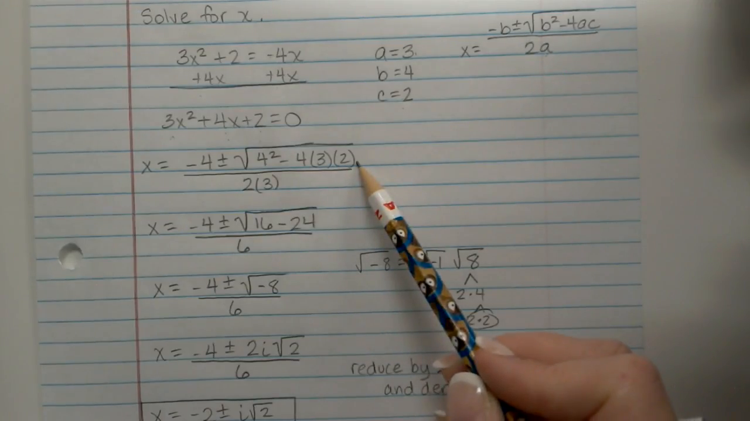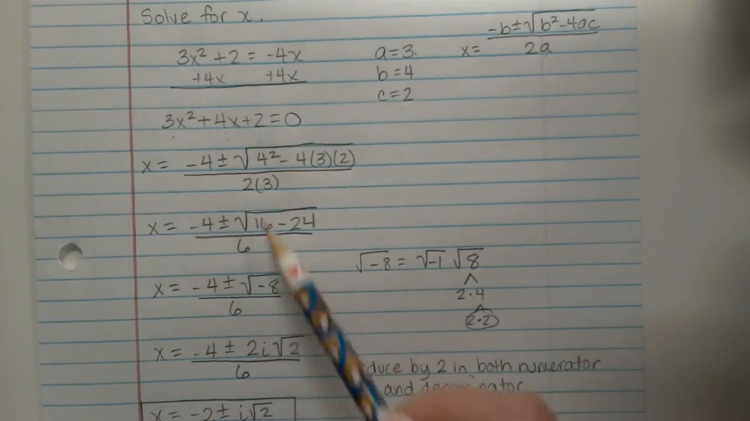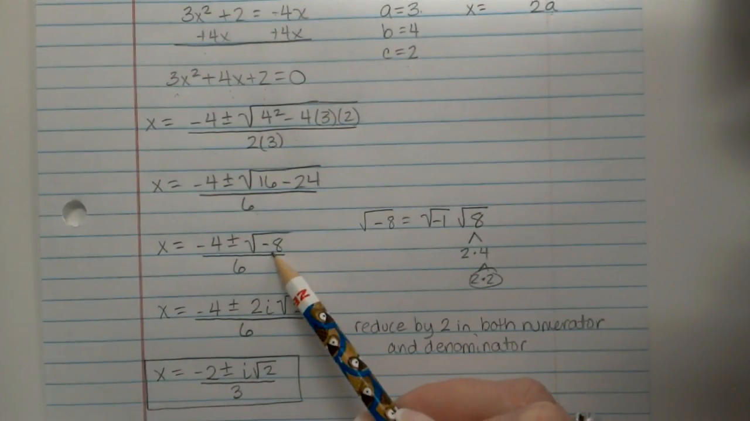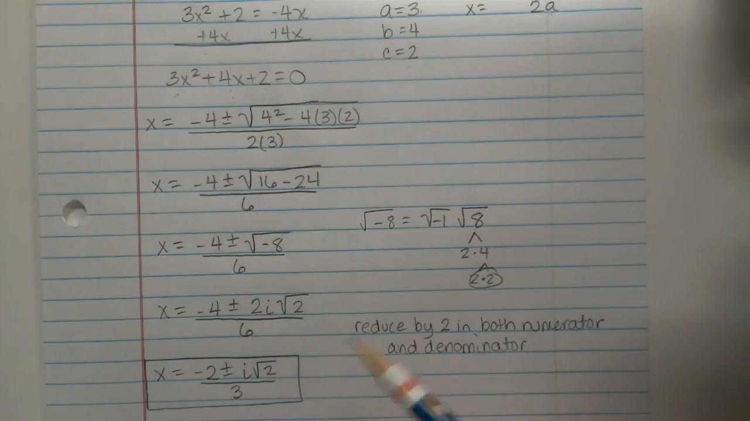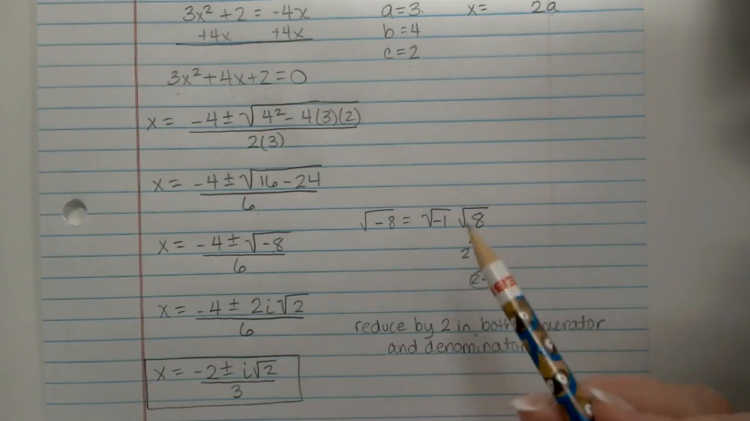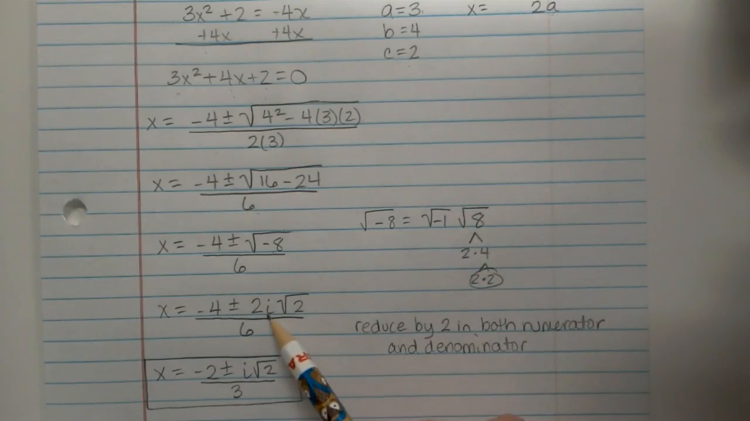All right. Remember, this denominator is over both parts, so I keep it over both parts. Then I get down to this. The square root of a negative number has to be imaginary because there's nothing times nothing that's going to give you a negative number. So the -1 comes out as an i.